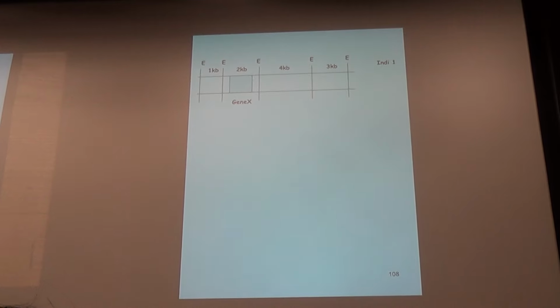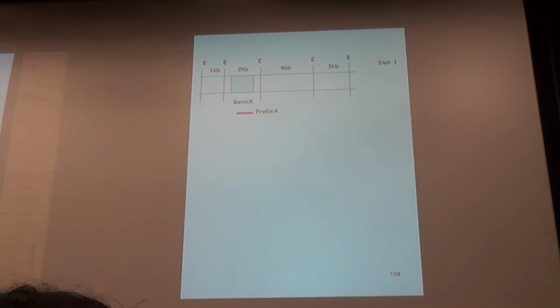Okay, so let's look at individual one. Here is what the pattern looks like. With EcoRI, you have 4 fragments that you generate. A 1 kb fragment, a 2 kb, a 4 kb, and a 3 kb. You have a probe, probe A. This probe will hybridize to this little blue spot.